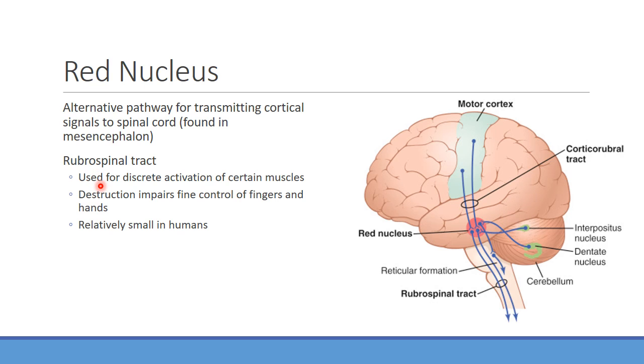And so these can be utilized for more discrete activation of certain muscles. If you were to destroy the red nuclei in a patient, you typically will find they'll lose fine motor control of the fingers and the hands. They can still use their wrist and whatnot, but they won't be able to do things as dexterously as they would have beforehand. Again, relatively small in humans, but it's important to note this will be used here. And this will also be important for incorporating some of the signals coming from the cerebellum, as we'll talk about a little bit later.